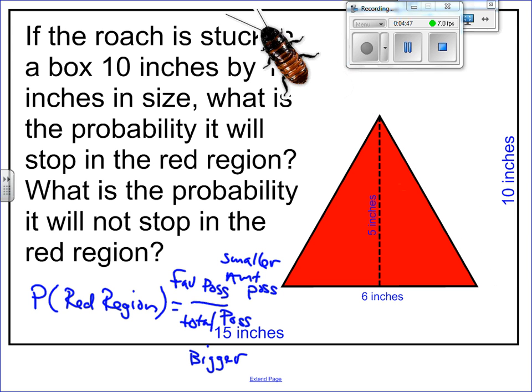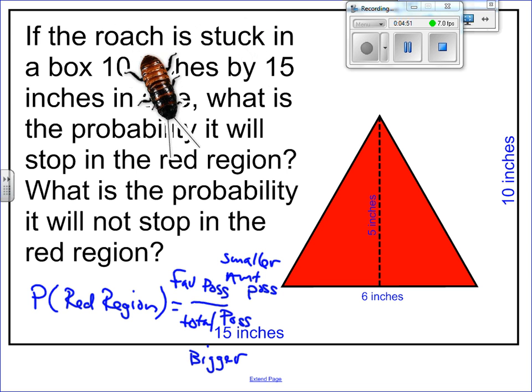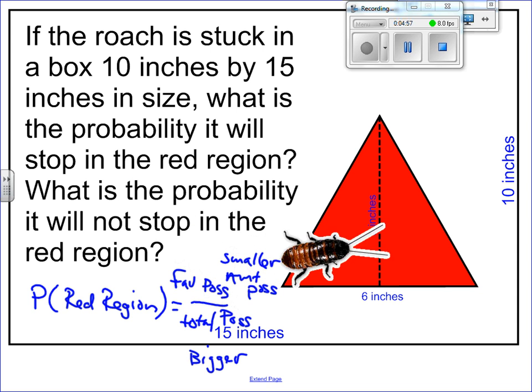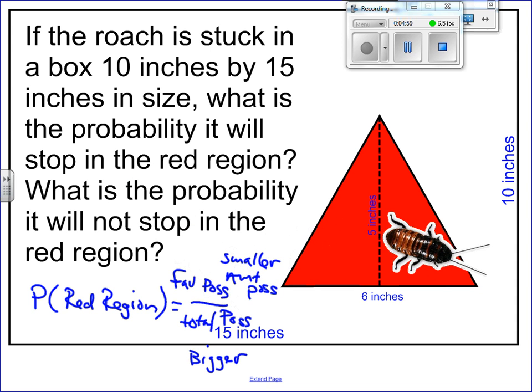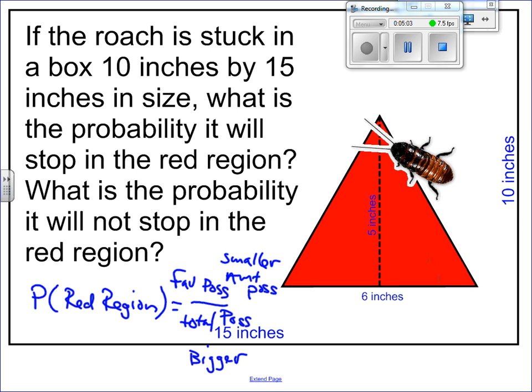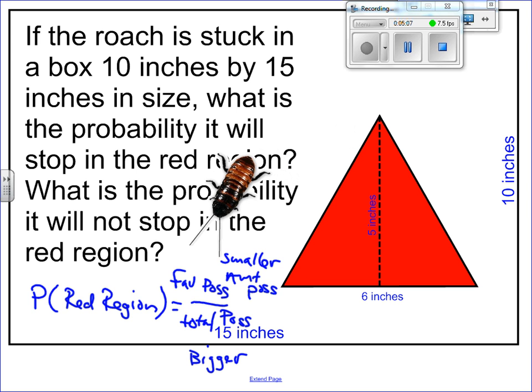Take a guess. Out of those three, what do you think? What? No? Yes? Okay, he's thinking about perimeter. What is perimeter? Okay, the distance around the outside. All right, so that's the distance around the outside. Oh, just inside the red region.